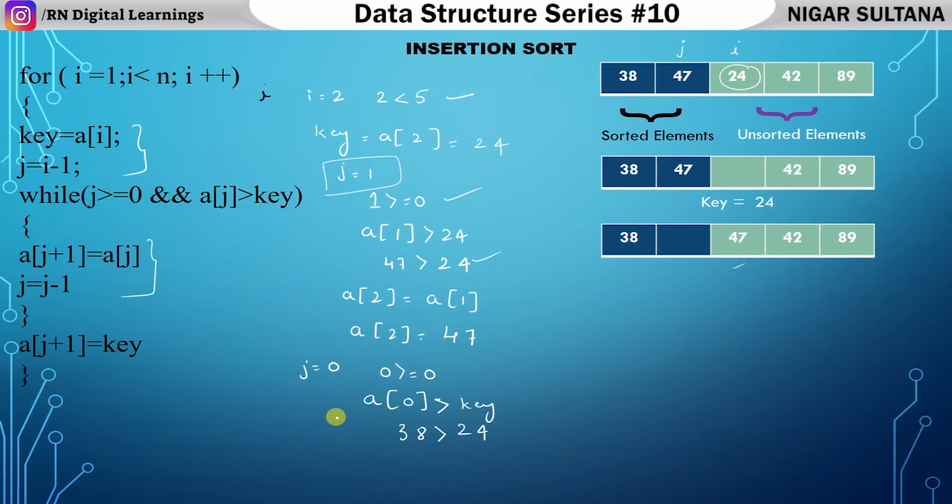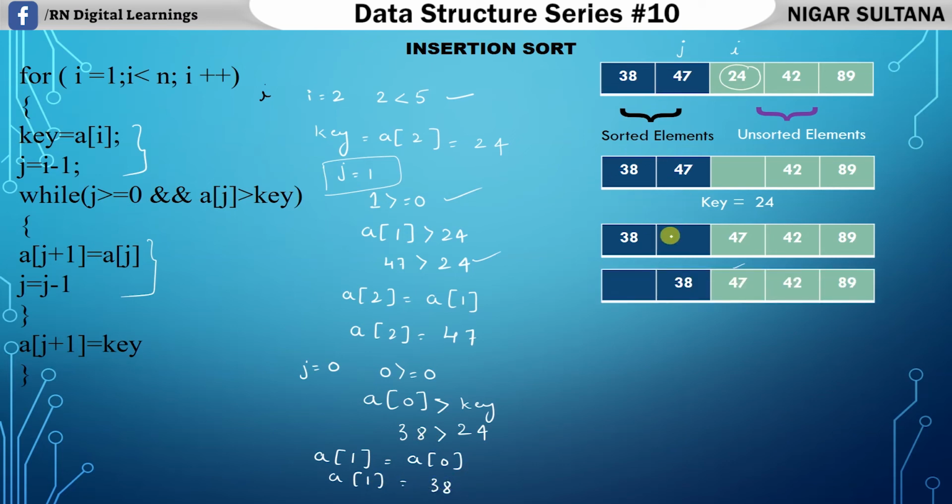What is A of J plus 1? J is 0. A of 1 will be assigned with A of 0. What is A of 0? A of 0 is 38. So, in the place of A of 1, I will be assigning the value of A of 0. So, this is A of 0. I will be placing it in the place of A of 1. So, in the place of A of 1, I have assigned the 38.